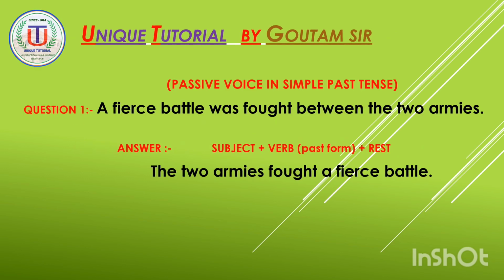Question number 1. A fierce battle was fought between the two armies. This sentence is in passive voice in simple past tense. Why is this sentence in passive voice? Because the doer of the action, that means those who fought the battle, that is the two armies, has importance in the last part of the sentence, and that's why this sentence is in passive voice. So I have to convert this into active voice. In active voice, its structure will be subject plus verb past form plus rest. So the sentence will be: The two armies fought a fierce battle.